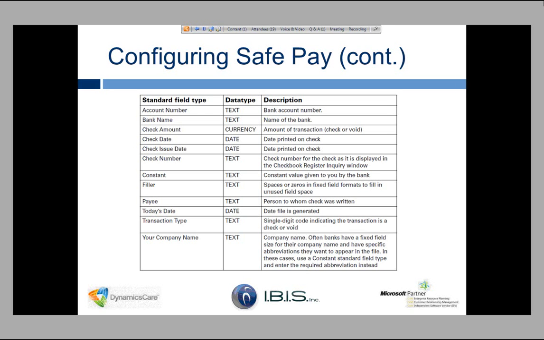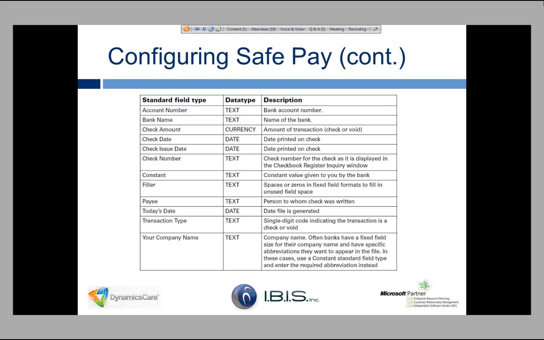They may also ask you to use filler space. They may say, we want you to pad the end of the line with 10 zeros. So you could use the filler standard field type to pad the rest of that last field with 10 zeros. We also have things like the payee, which again comes from the check. Today's date, they may ask you to put in the file format the date that the file was actually created. They may also ask you to include the transaction type, identifying whether the transaction is a check or a void. And then last, the option we have for standard fields is the company name.